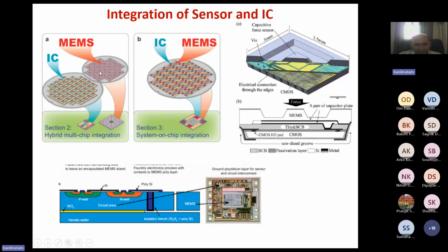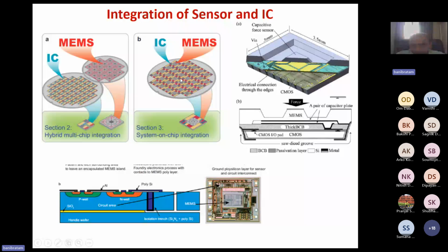But in the second case, you can see we are simultaneously fabricating the MEMS sensor and the IC together. In one part of the device or the wafer, we will have the sensor. In another part, we will have the IC. And during fabrication itself, we get what we call system on chip integration.